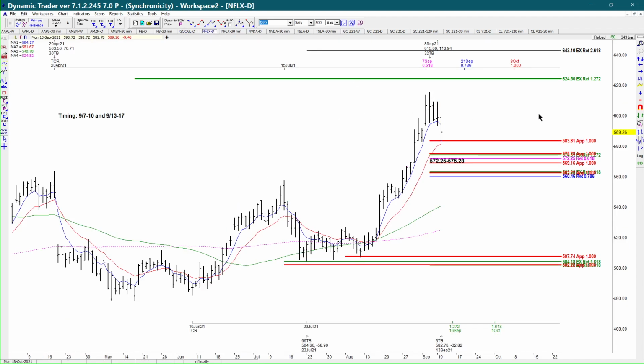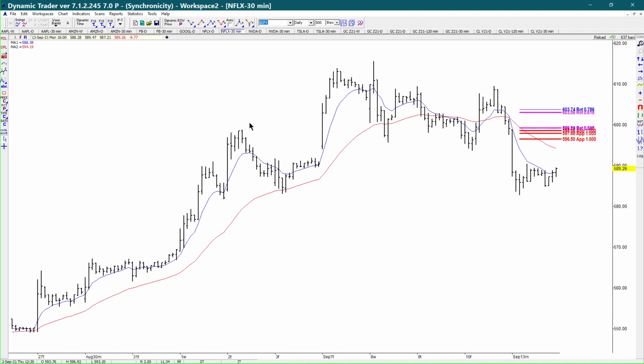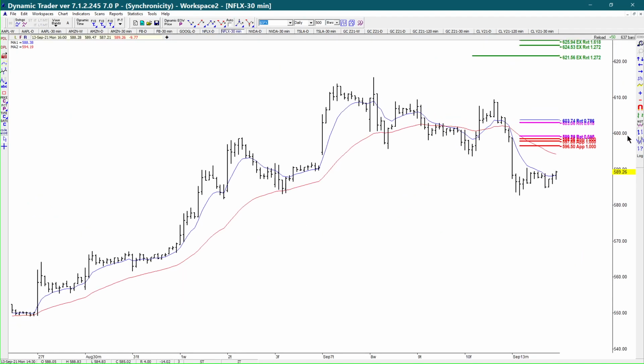As far as Netflix, we have a couple of areas of support to watch. This, what we're holding so far, the 580, well, the area near the 583.81 area. Underneath that, 572.25 to 575.28. Those are the two support zones I want you to watch there. All the moving averages are still on the side of the bulls here, so you can look at that, but remember not to keep it overnight unless you shift patterns on the lower time frame.